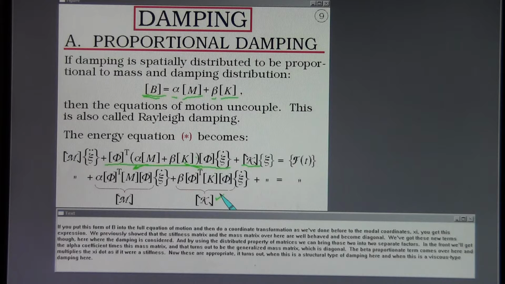Now these are appropriate, it turns out, when this is a structural type of damping here, and when this is a viscous type damping here.